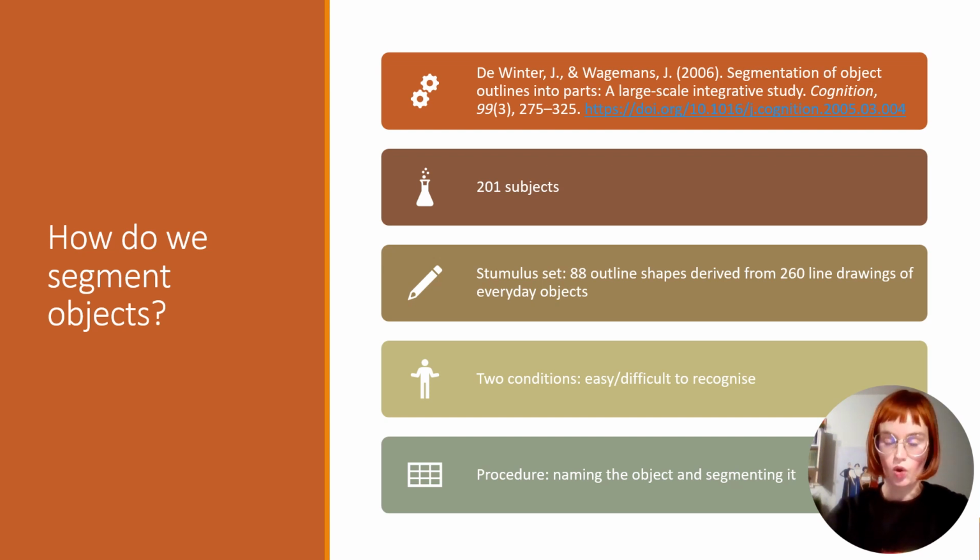So some of these objects were quite easy to recognize, and the others were quite difficult to recognize. The procedure in the study was as follows. First, the students had to name the object, and then they had to try and segment it. They had the stimuli provided on a piece of paper, and using a pen, they just needed to draw lines dividing the objects into individual segments.